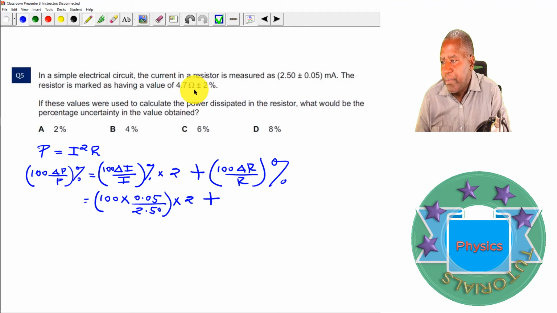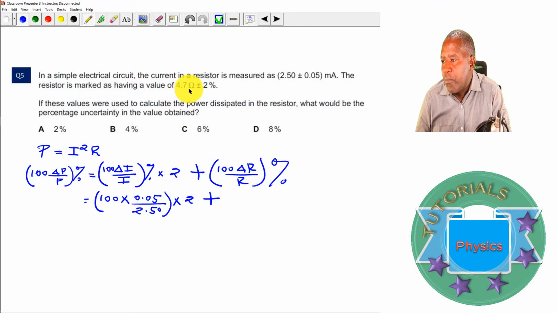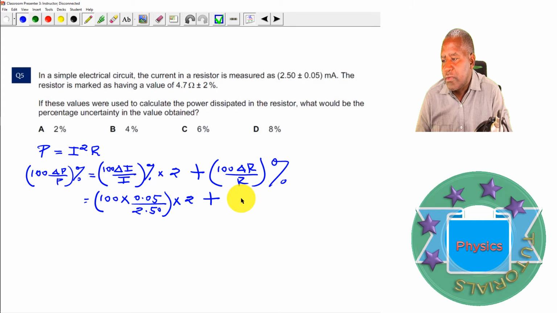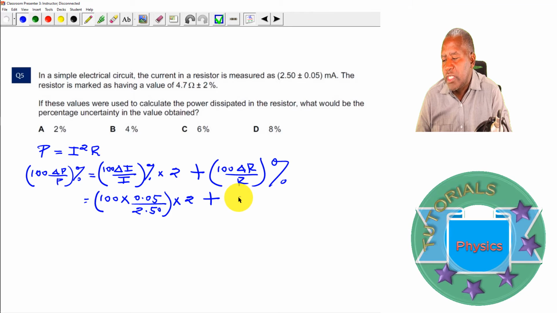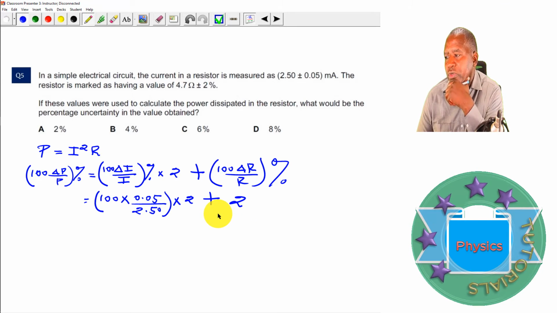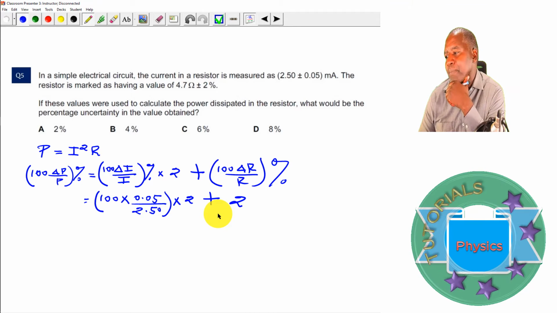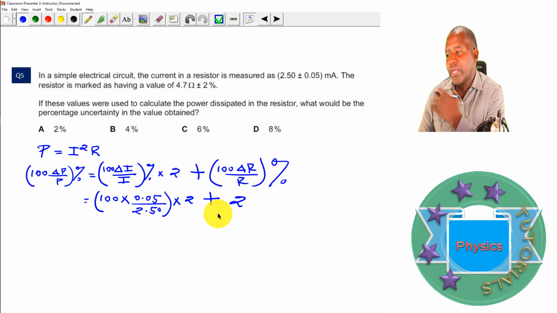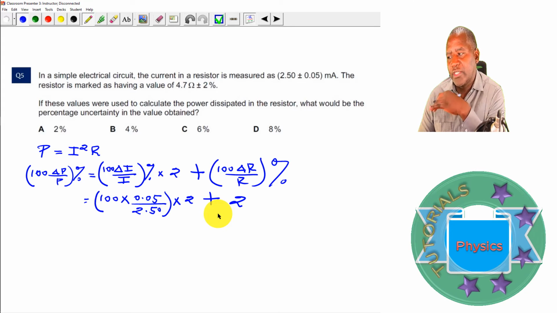And when we come here, we have 4.7 plus or minus 2%. So that one is already a percentage. So we just need to use 2, because it is the value of the percentage uncertainty in the power that we want. We are not interested in the power itself in the calculation, you can see that.